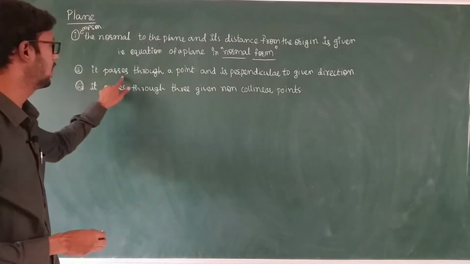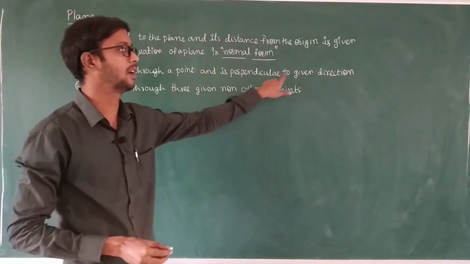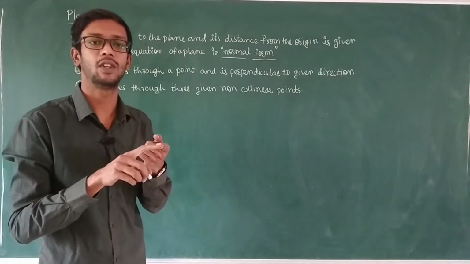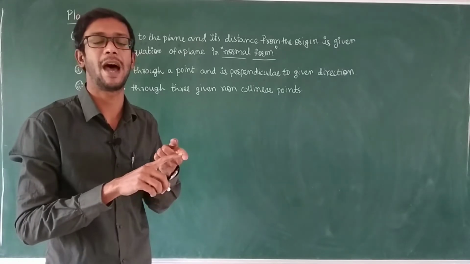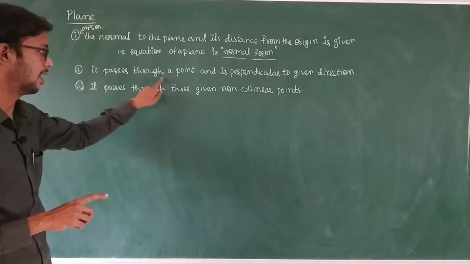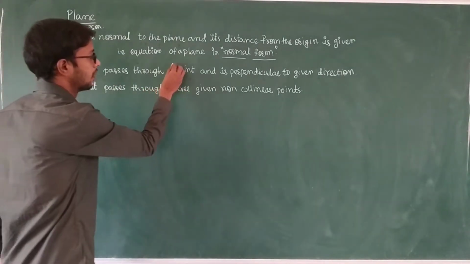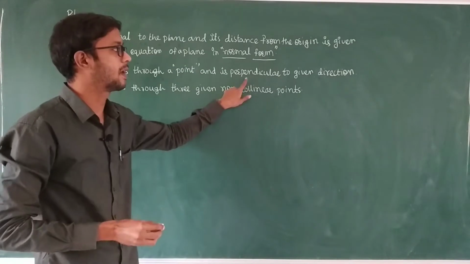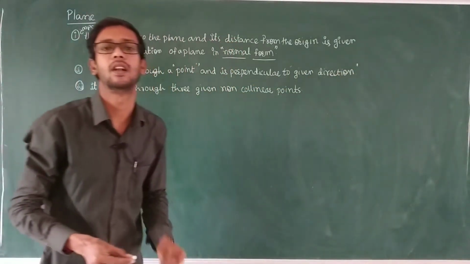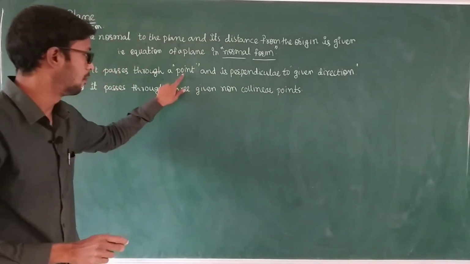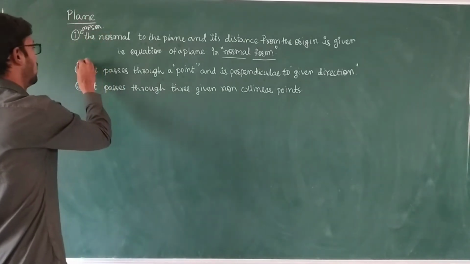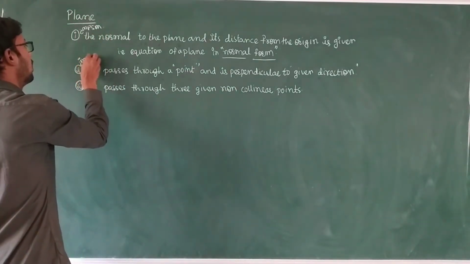Next, it passes through a point and is perpendicular to a given direction. In lines we discussed passing through a point and parallel to the given vector. But here, the plane passes through a point and is perpendicular to the given direction. That means perpendicular to a vector. This is another plane equation, and this is also an important 5 marks question.